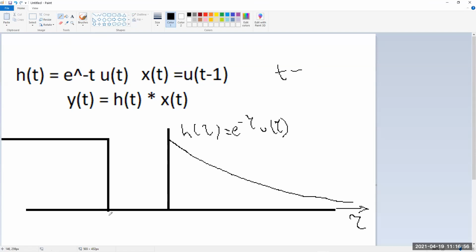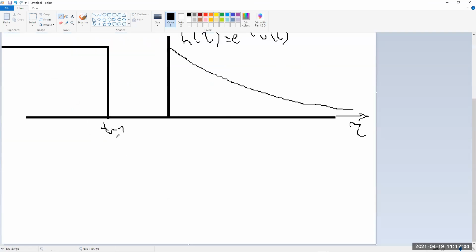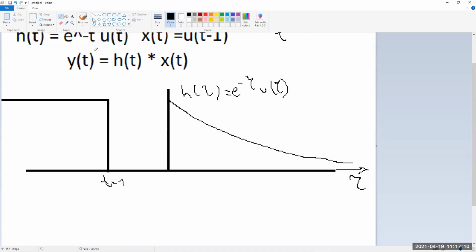This is t minus 1. Okay. Do we have any overlap in this part? Obviously, we don't have any.